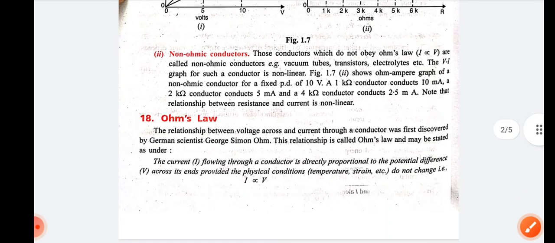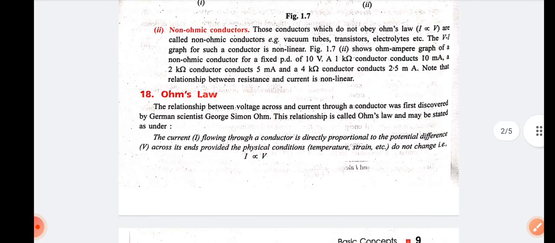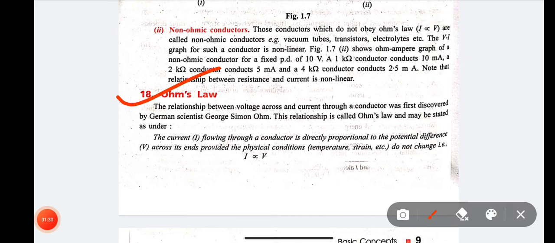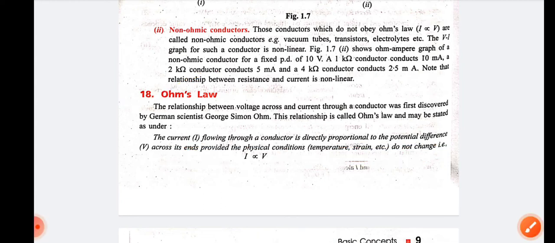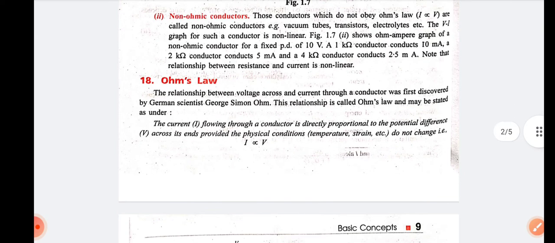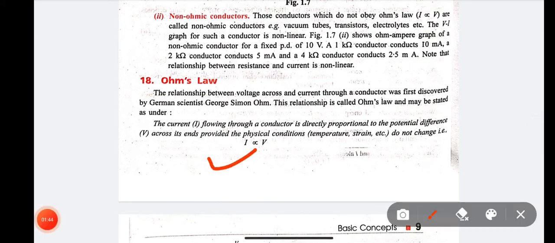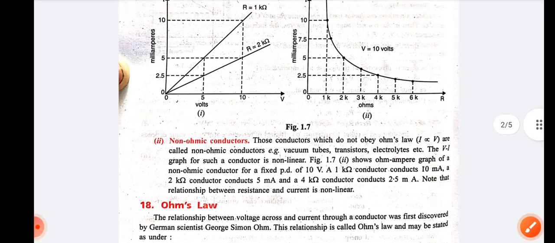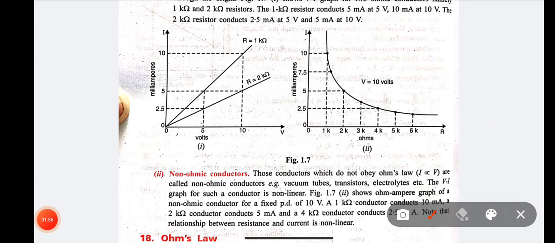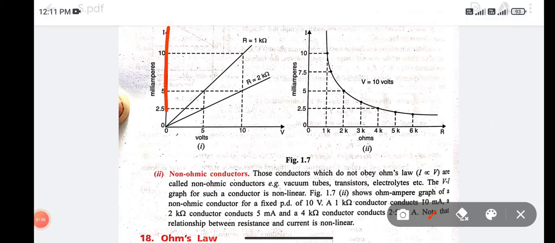First of all, in point number 18, we should be clear what Ohm's law is. Ohm's law means the current flowing through a conductor is directly proportional to the potential difference, when the temperature is constant. This means current flowing in a conductor is directly proportional to voltage when the temperature is constant. That is known as Ohm's law, right? So it is a matter of thinking what Ohm's law, ohmic conductor and non-ohmic conductor are.